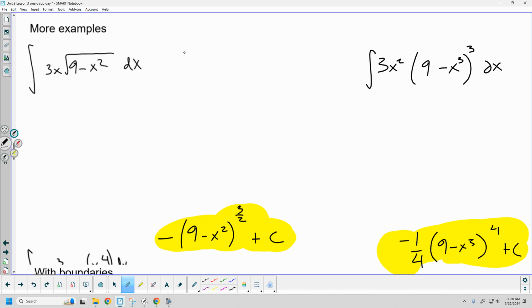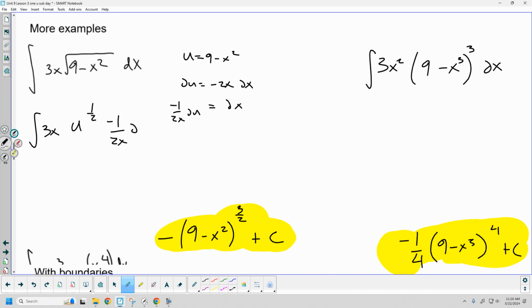I'll do the harder one. I'm going to worry about u and its derivative first. There's u's derivative, which I will undo by dividing it. I have 3x. I have u to the 1/2. I'm going to just use u as the inside. I will undo u's derivative. I will replace the derivative dx with negative 1 over 2x du. The x's cancel. Great. I now have 3/2 u to the 1/2 du.